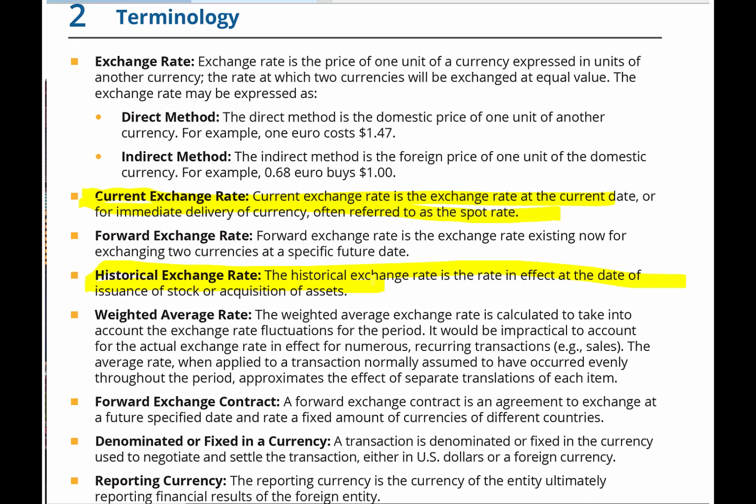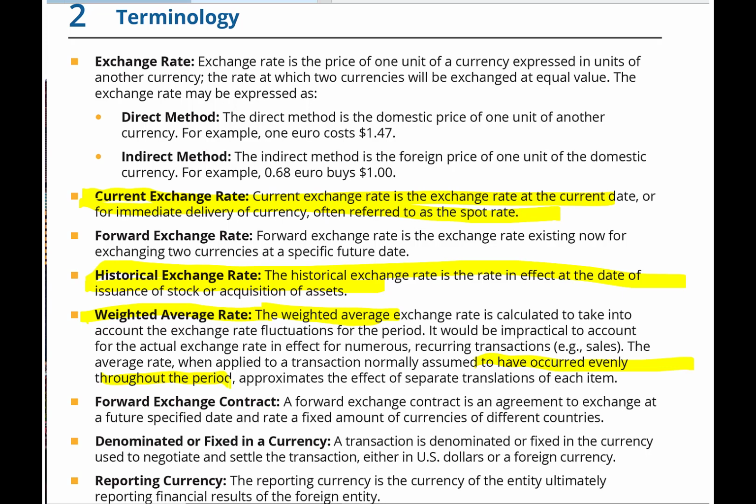Okay, the historical exchange rate is the rate that was in effect at the date of a particular transaction, say the date that we acquired some equipment, whatever. Now the weighted average rate, or the average rate, and you'll see that in some of the problems. If we have transactions that have occurred evenly throughout the period, then we'll use the average. For example, sales pretty much occur evenly throughout the year. So for our sales, we will frequently use the weighted average or the average rate.